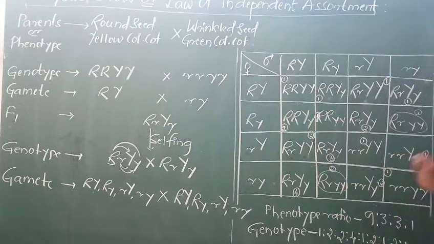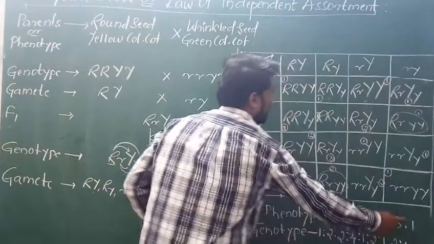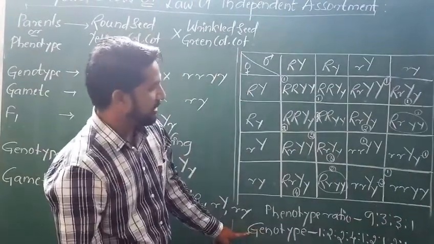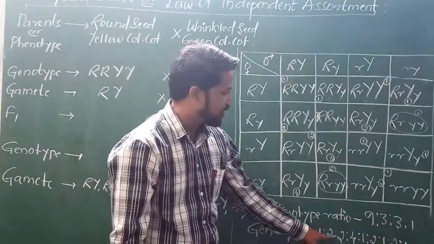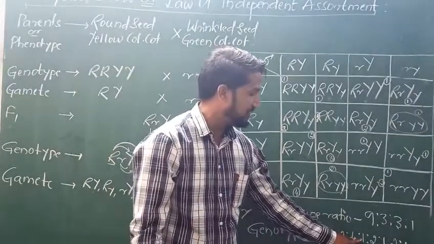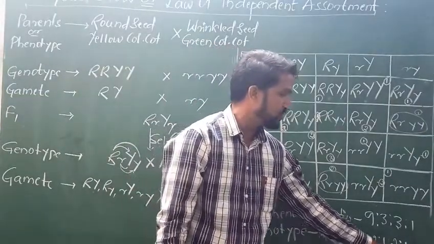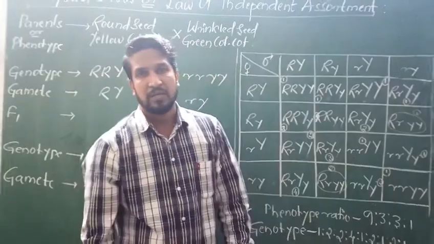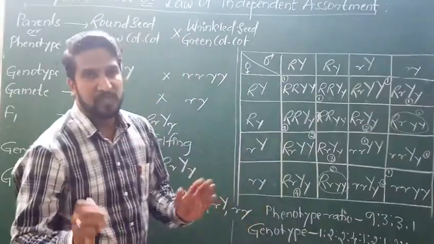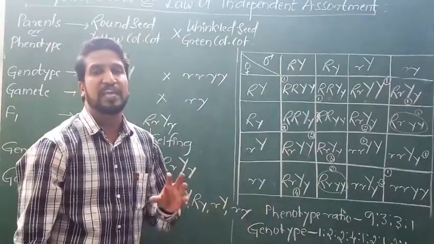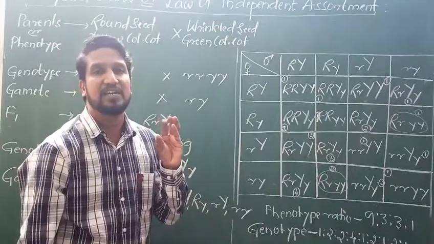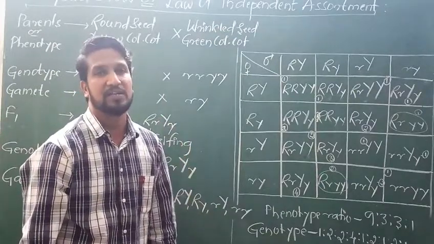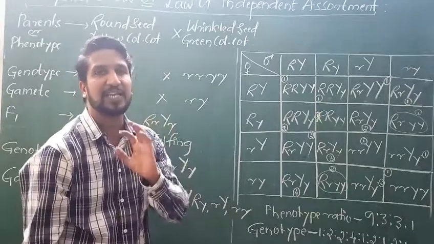Now the phenotypic ratio will be 9:3:3:1. Phenotypic ratio will be 9:3:3:1. And the genotypic ratio is 1:2:2:4:1:2:1:2:1. So kindly go through your textbook. In the textbook they have given the colored one, so you can understand very easily.